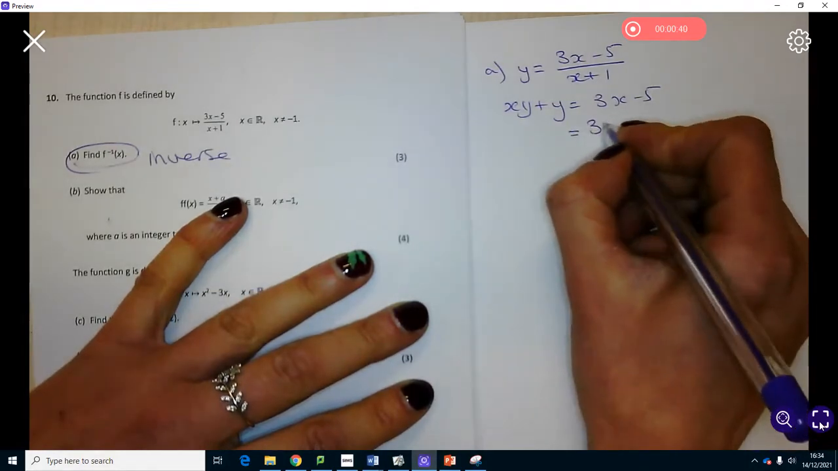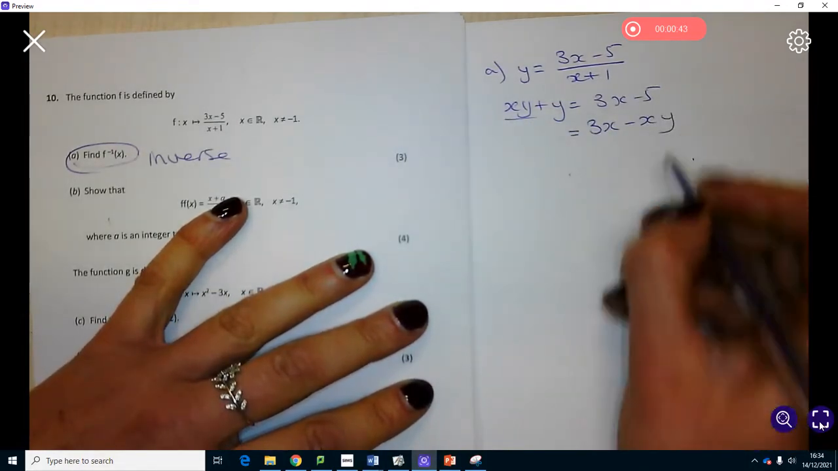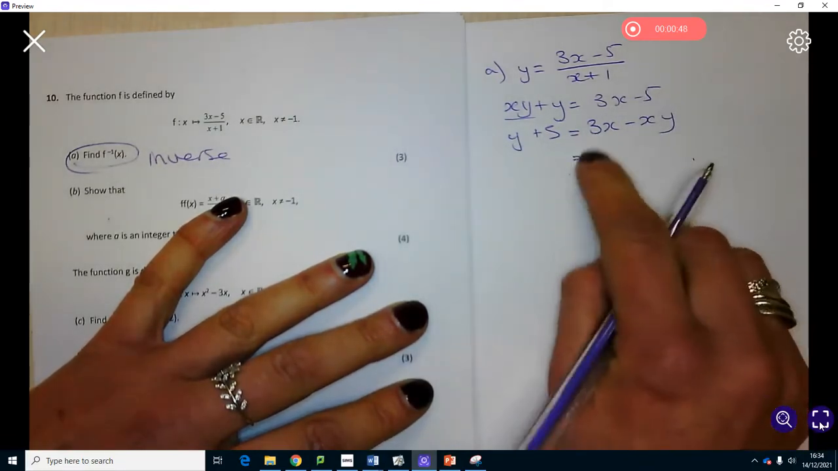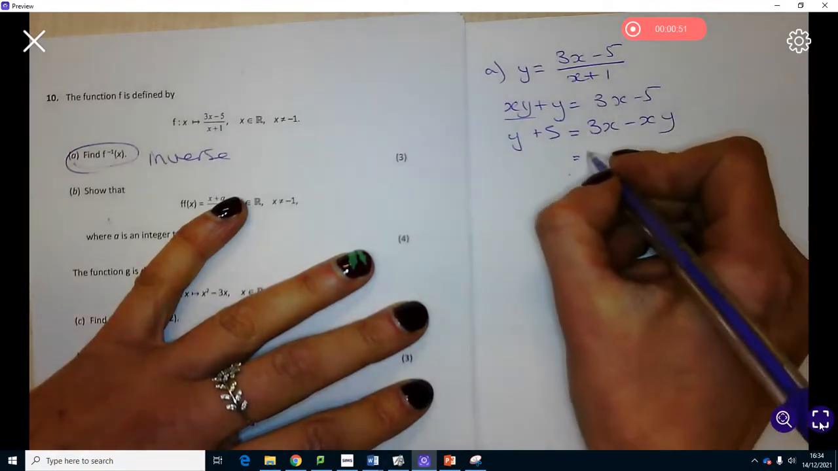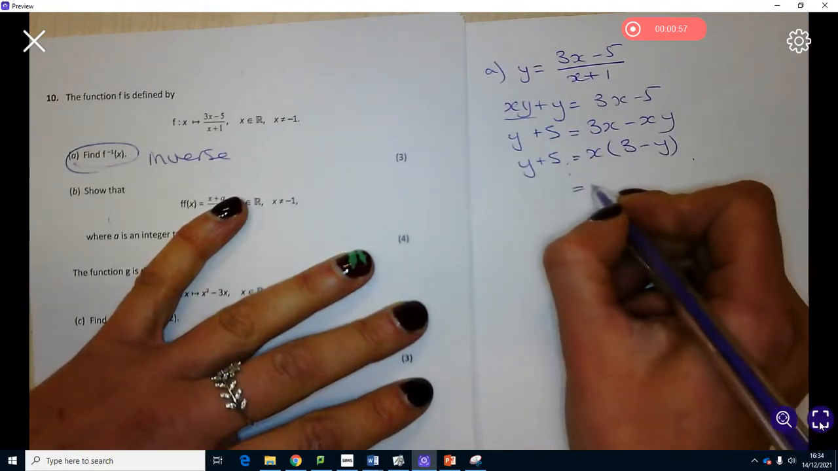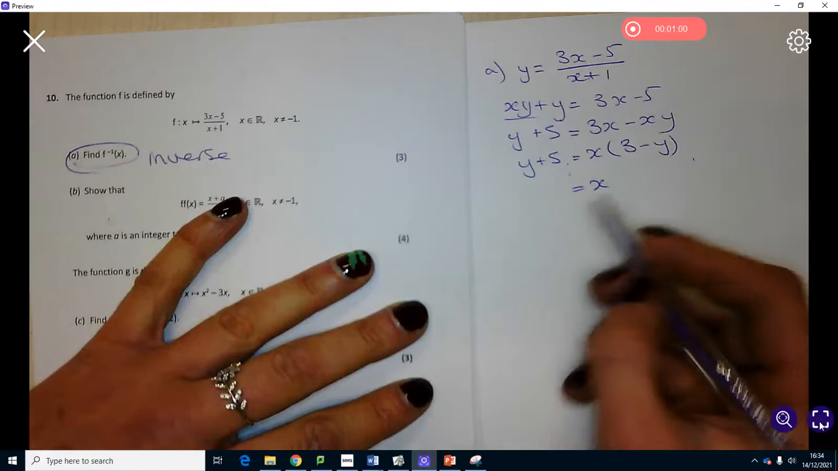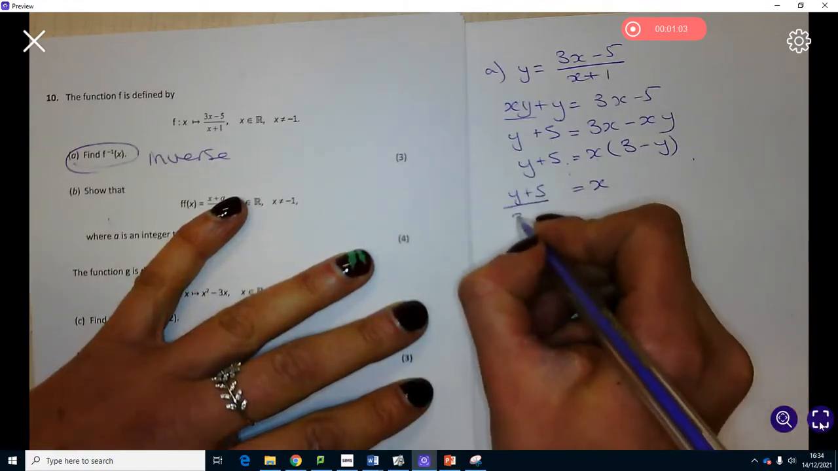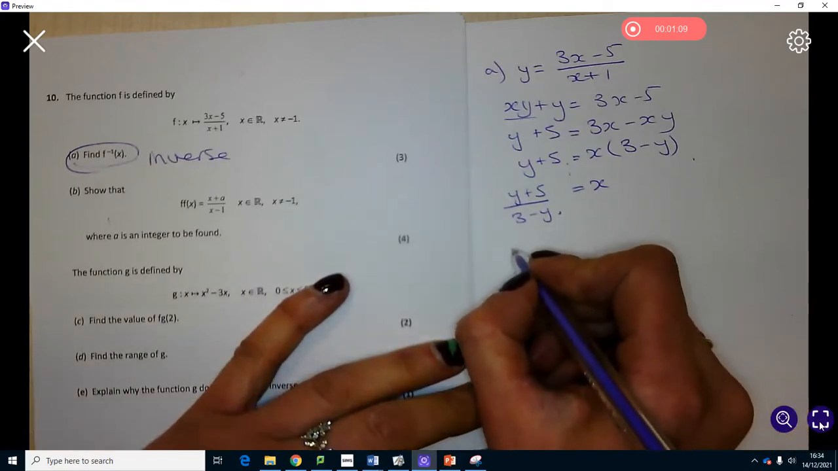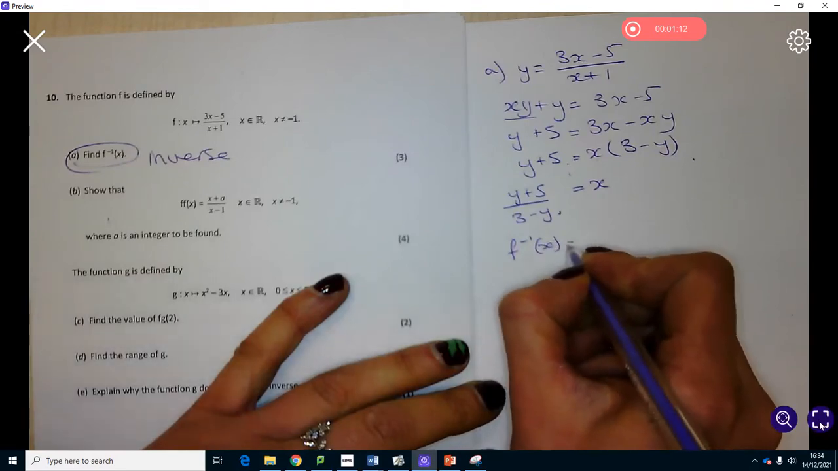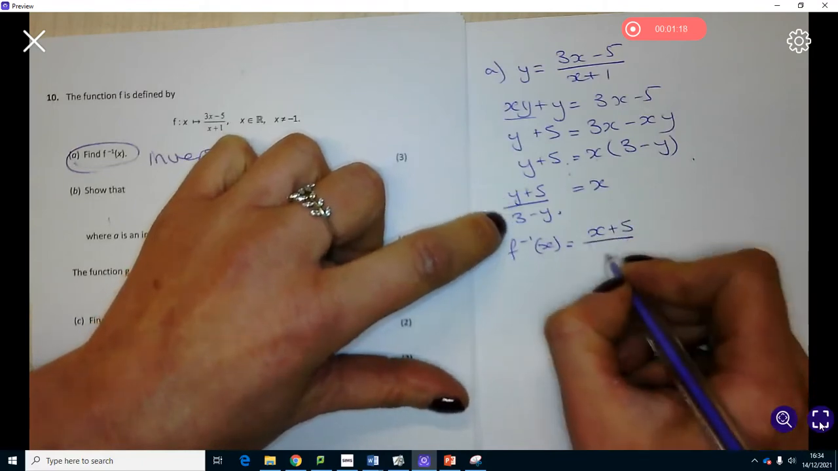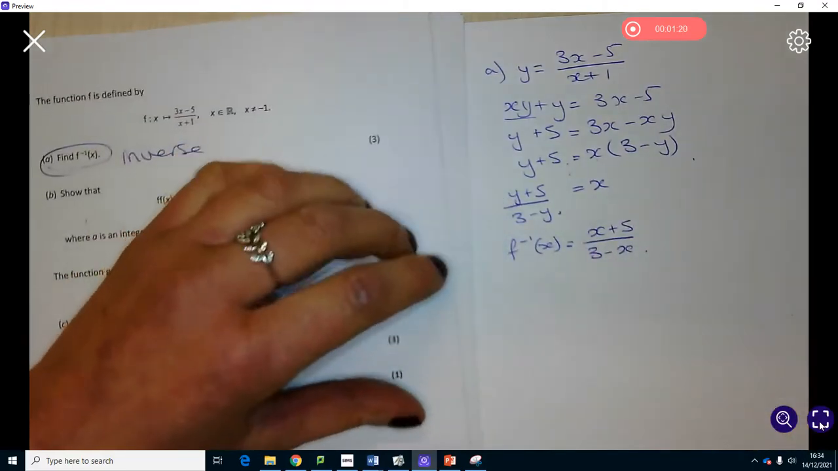So I'm going to collect all my x terms together on one side and collect all my non-x terms on the other side. I need to get x on its own, so to go from 2 x terms to 1, I factorise by x, and then I can divide by this bracket to get x on its own. So that's y add 5 divided by 3, take away y. The final step is to put it in the correct notation. So inverse function of f of x is, and then substitute y for x, so we get x add 5 divided by 3, take away x.